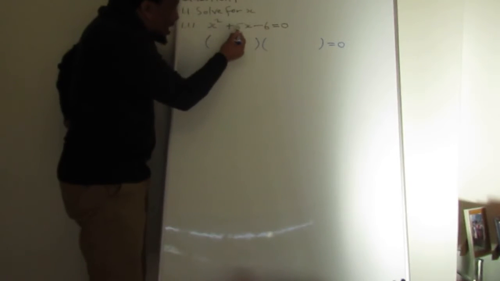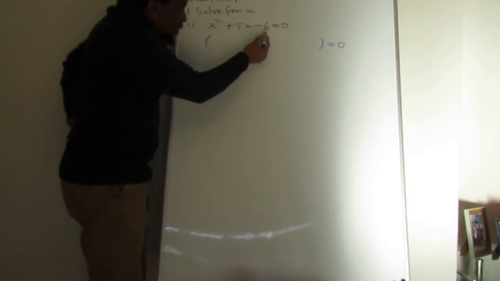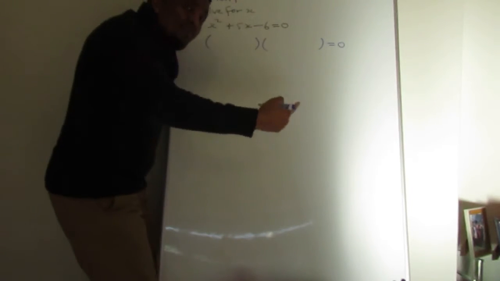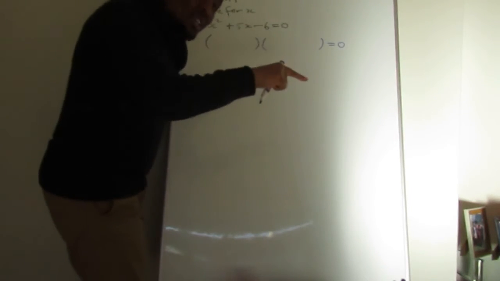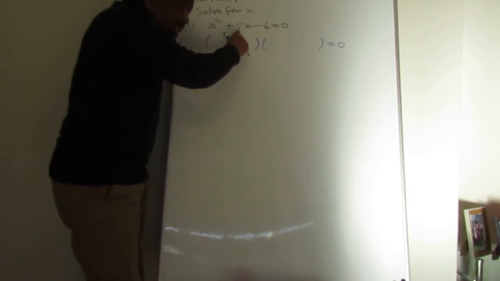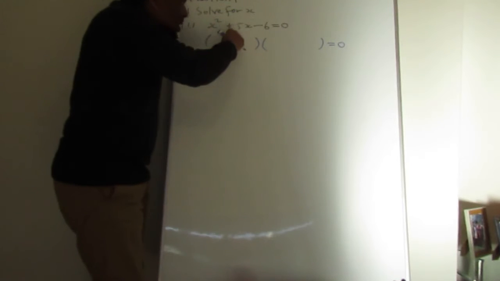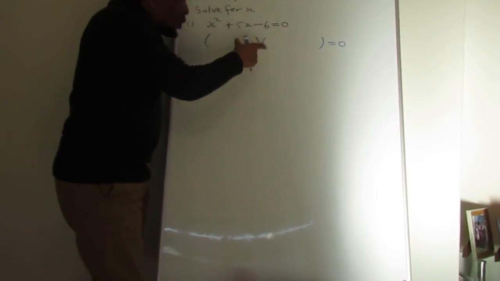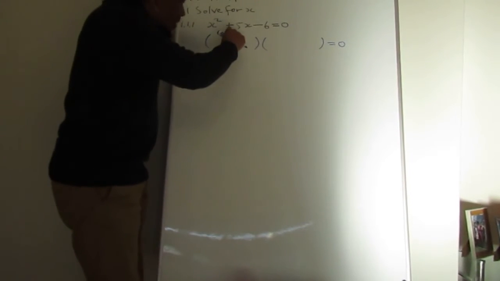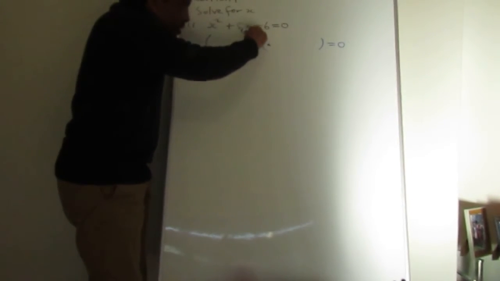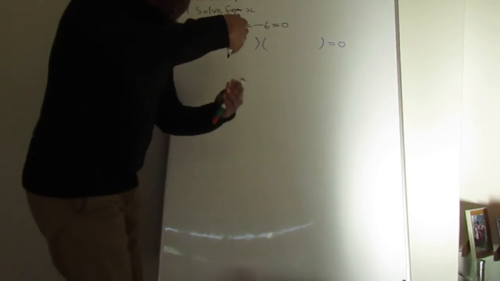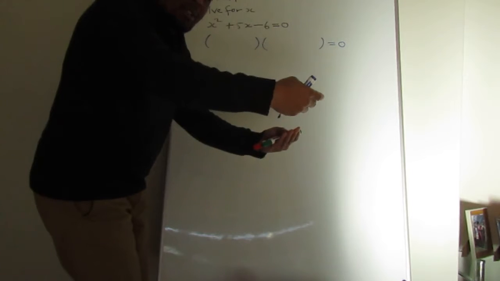Once I'm done with my brackets, the next step is to look at my terms. This is my first term, this is my second term, this is my third term. I look at the signs of the second term and the third term. If the middle term is positive and the last term is positive, I'll just say brackets plus plus. That's rule number 1. If I've got a negative here and a positive here, then brackets minus minus. So my brackets will have the same signs.